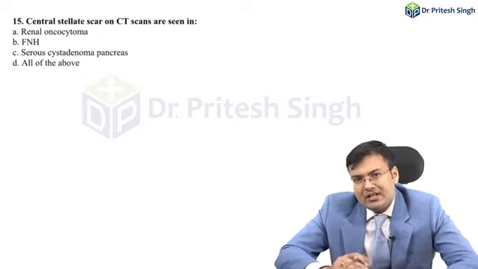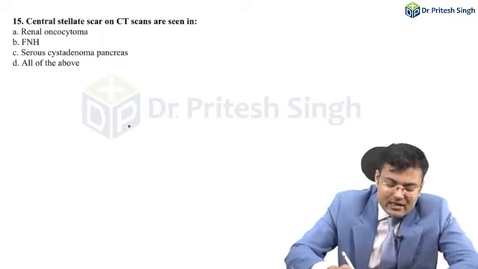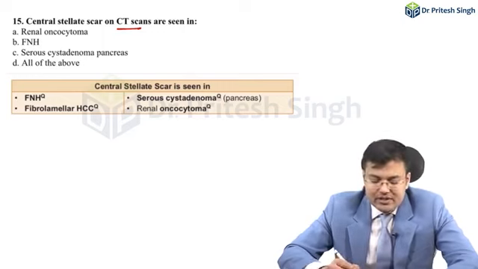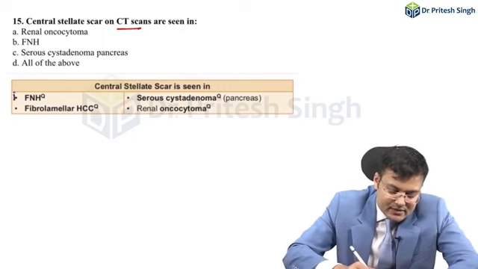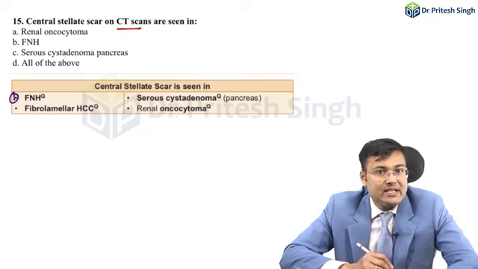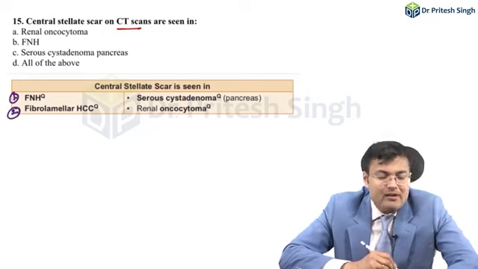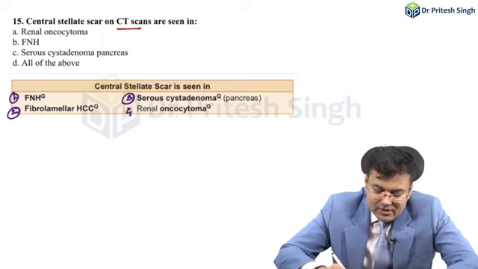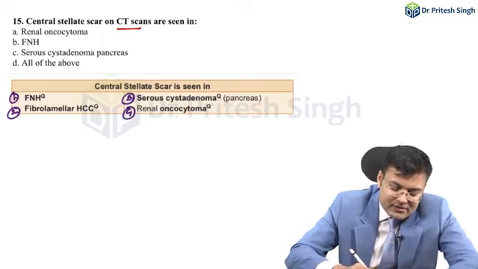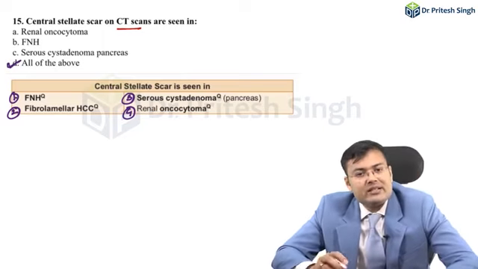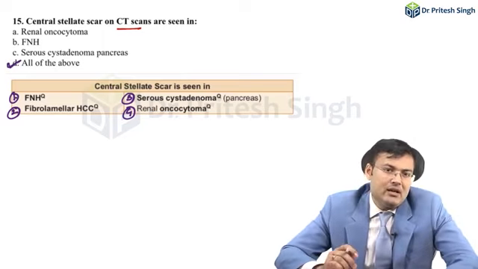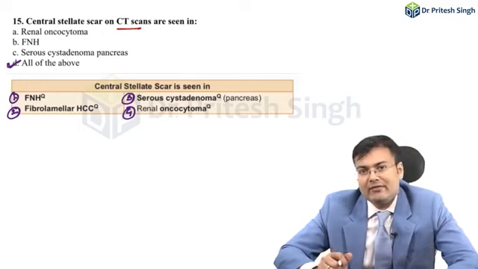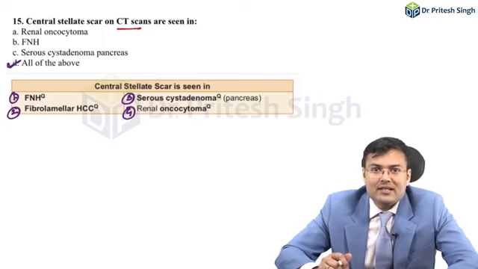Question: in which conditions is a central stellate scar seen on CT scan? Have a look. This is a frequently asked question. Central stellate scar is seen in focal nodular hyperplasia of the liver, fibrolamellar variant of HCC, serous cystadenoma of pancreas, and fourth, renal oncocytoma. So the correct answer for this question is D.